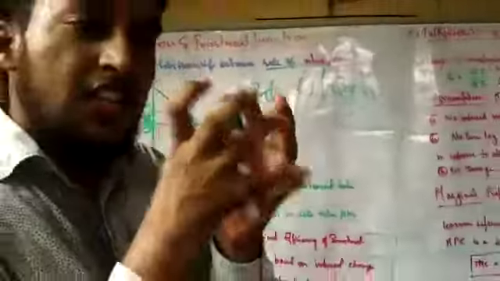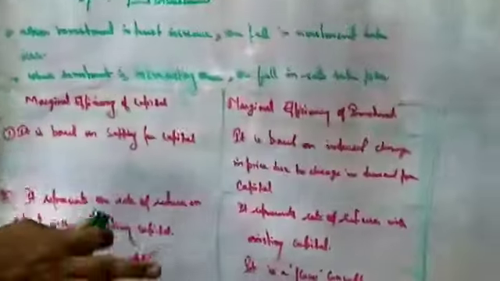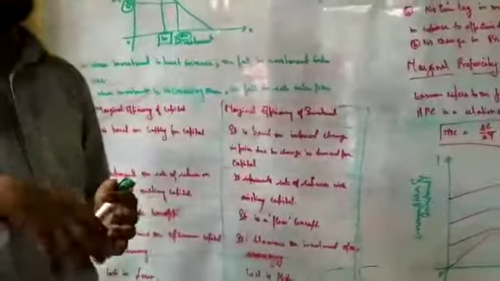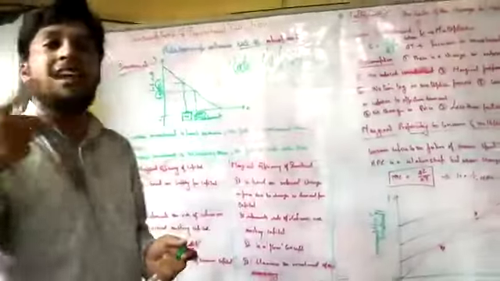It is a stock concept. Marginal efficiency of capital is a stock concept. It's a stock kind of value, but investment is a flow concept. It flows from here to there. It's flexible, but the marginal efficiency of capital is not flexible. Investment is flexible. It can be changed.